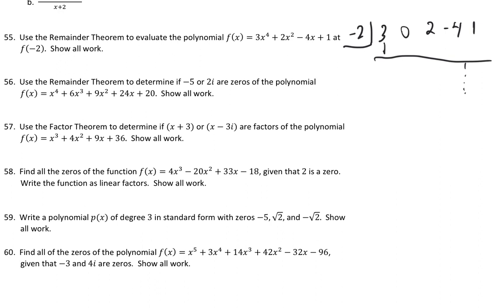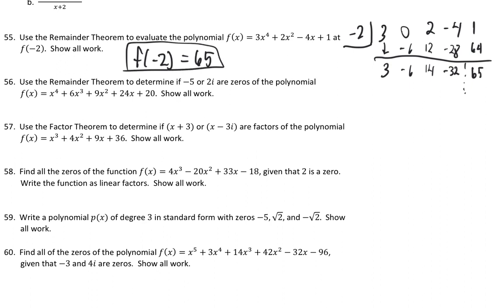So let's go and do our synthetic. So bring down the 3. 3 times negative 2 is minus 6. Bring down that minus 6. Negative 2 times minus 6 is going to be positive 12, which is 4. That's 14. 14 times minus 2 is minus 28. You get negative 32. Multiply that times negative 2, you get 64. Add those together, you get 65. So what this is saying is this means f of minus 2 is equal to 65. And that's the final answer here.